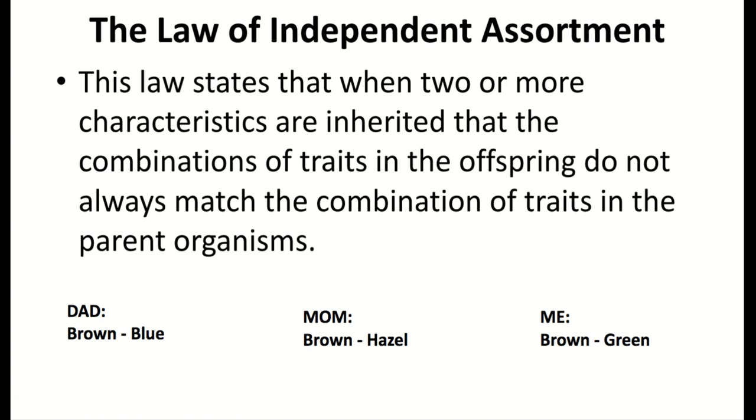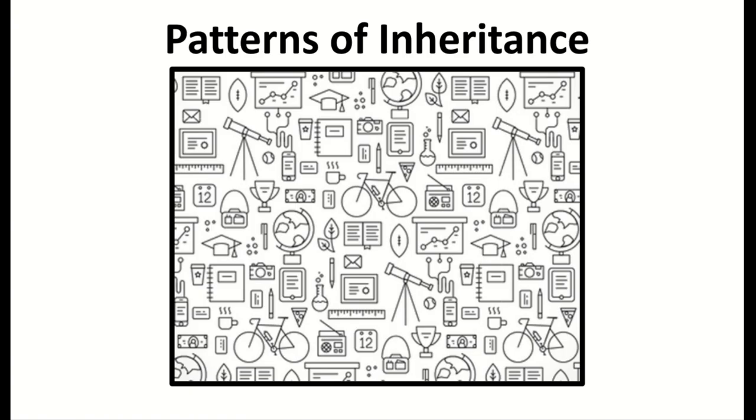So my dad has brown hair, blue eyes. My mom has brown hair, hazel eyes. I have brown hair, green eyes. So just because I inherited my dad's brown hair doesn't mean I necessarily got his blue eyes. So the law of independent assortment is saying that I could get one trait from one parent and another trait from another parent. So our genetics, our traits are independently assorted from one another.